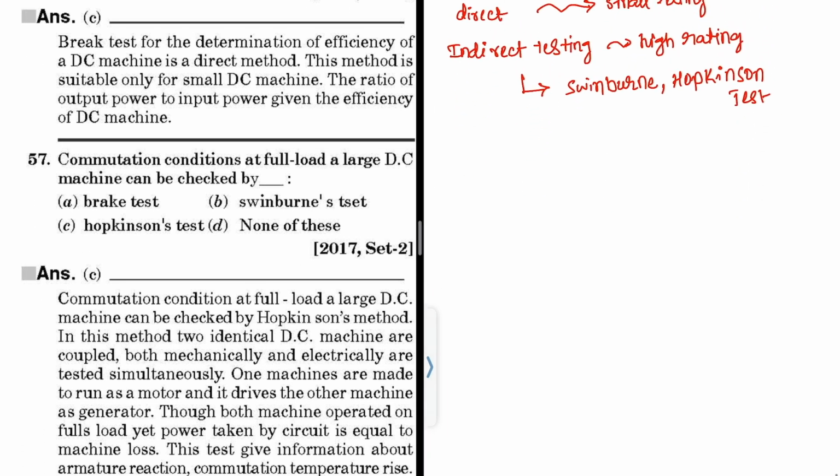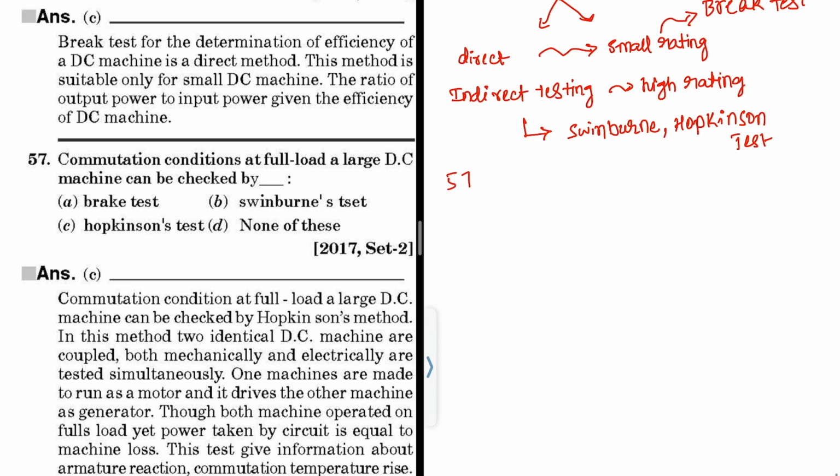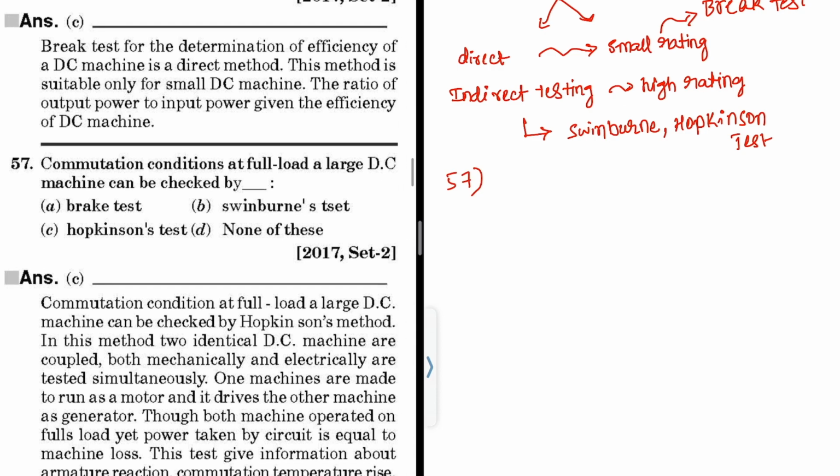So coming to question number 57. Commutation at full load in a large DC machine can be checked by. First, they have given that it is a large machine. If you see high rating machines, I already said that in high rating, the Swinburne and Hopkinson tests are used. So the brake test is eliminated, and out of B and C, one option is right.